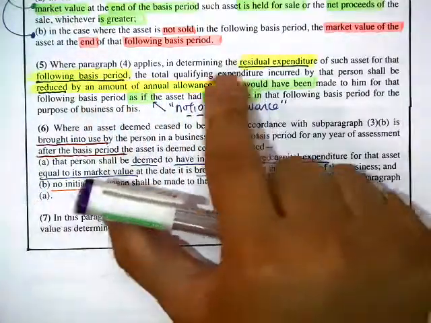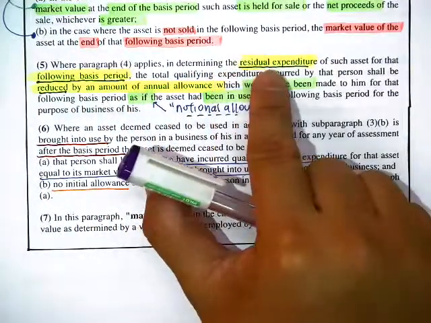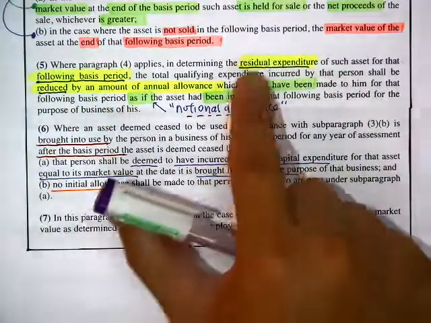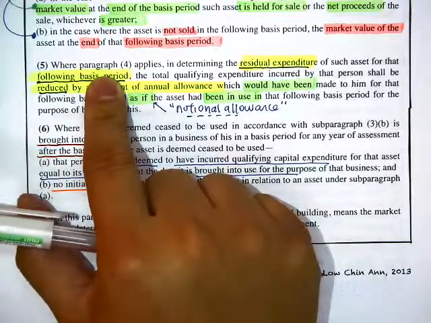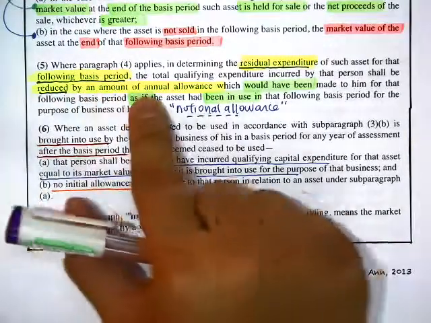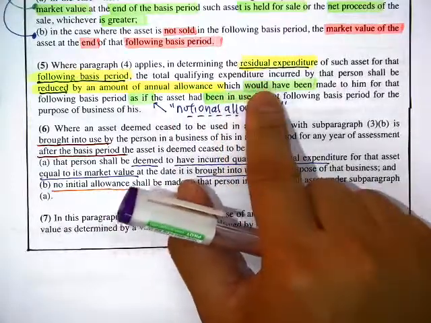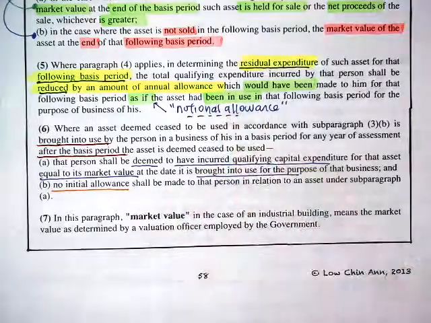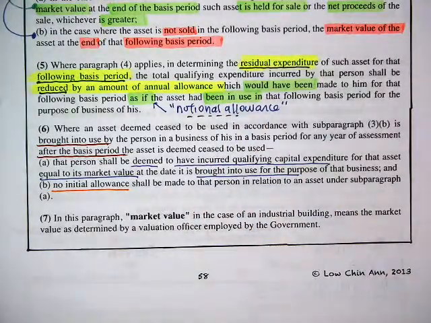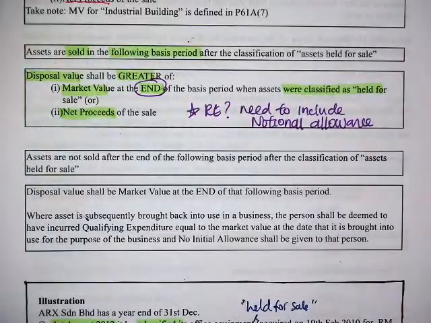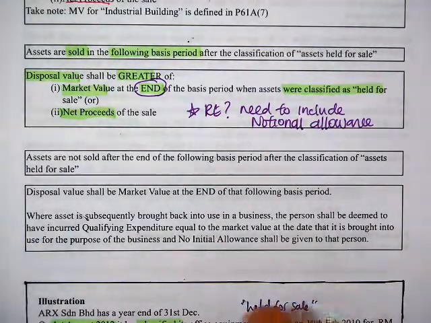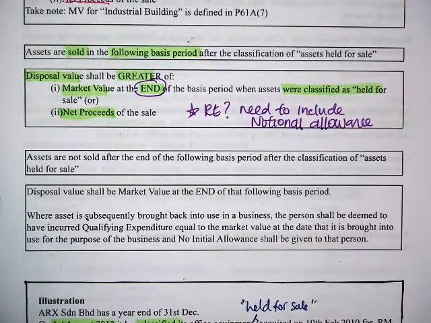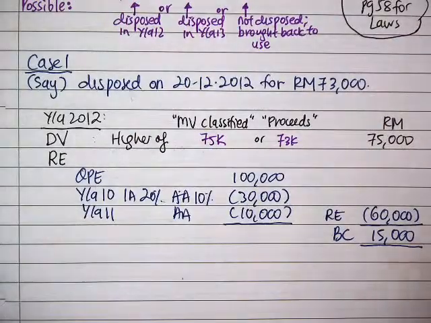Okay. Now then they say when you determine the residual expenditure of your asset for the following period, when you determine the RE for the following period, it shall be reduced by an annual allowance which would have been made as if been in use. That means it's notional. You see not? So this is not a real allowance, but it's just as if you claim it. So that's why you must charge notional into the RE. Okay? Now, so how to do this? Now we show this example again.